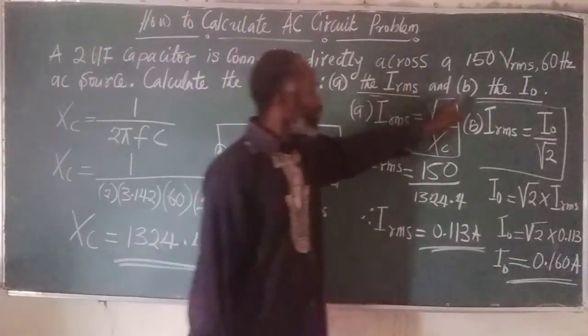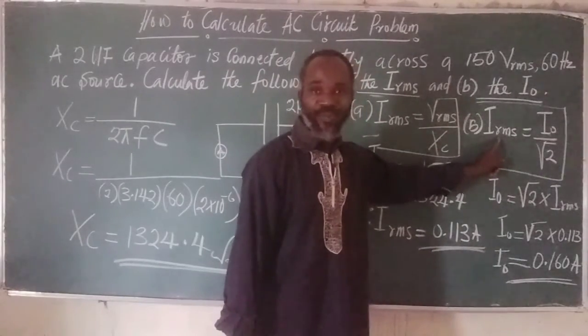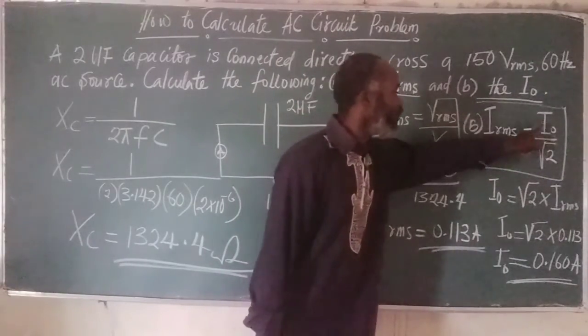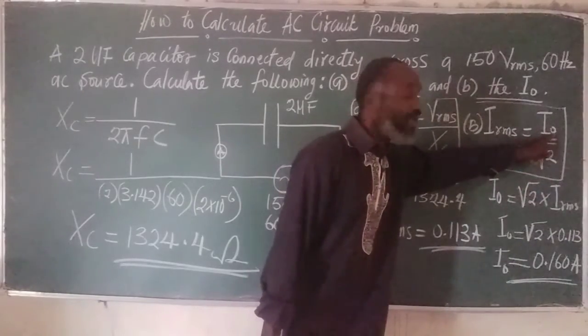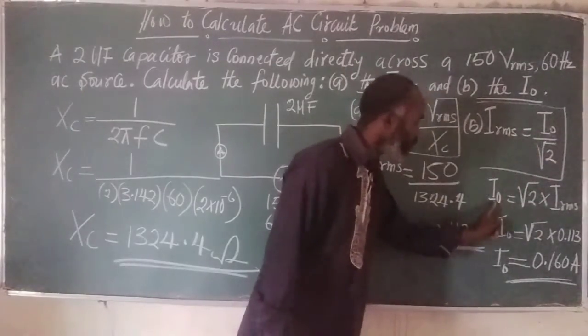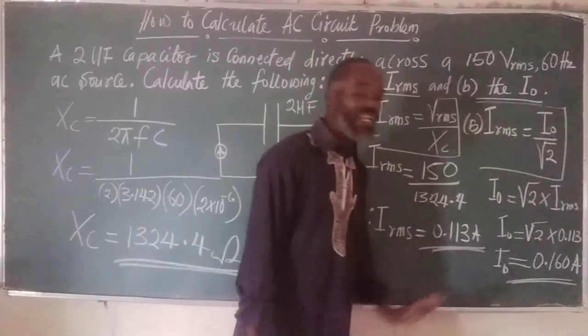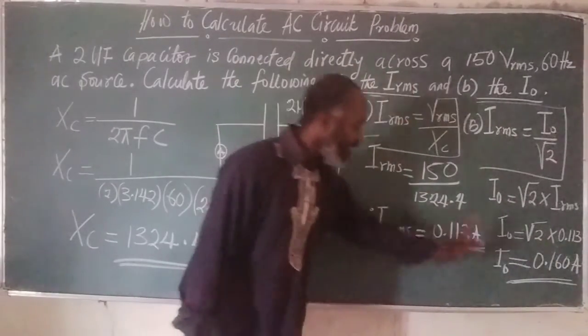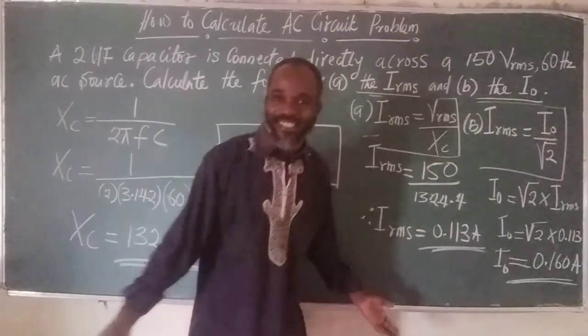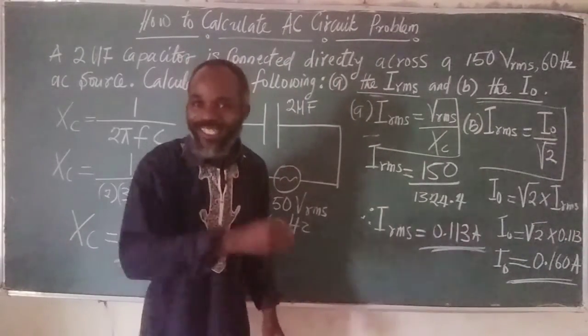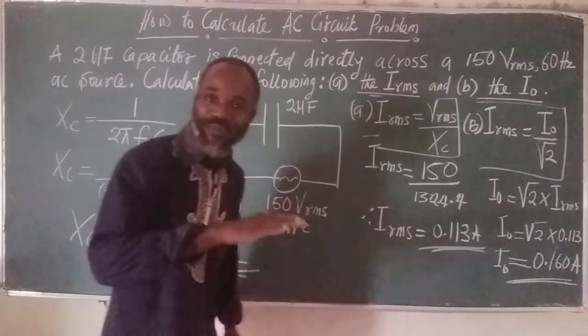Now for question number 2, we stated the formula: root mean square current is equal to peak current over root 2. We made peak current I naught the subject at this point, and then substituted accordingly, and finally calculated the answer. That is what we have just done. Learning is very simple if you understand the simple concepts.